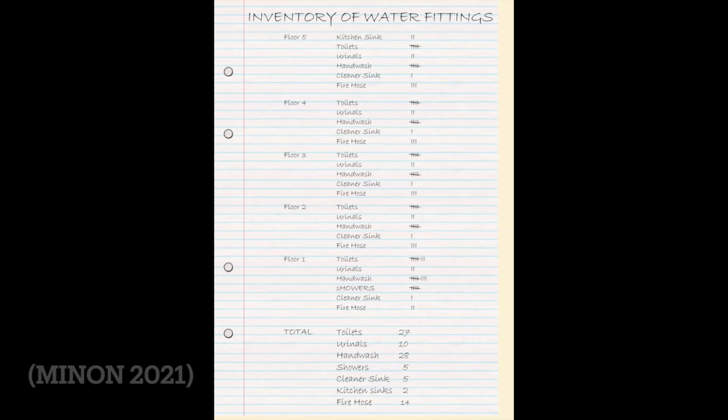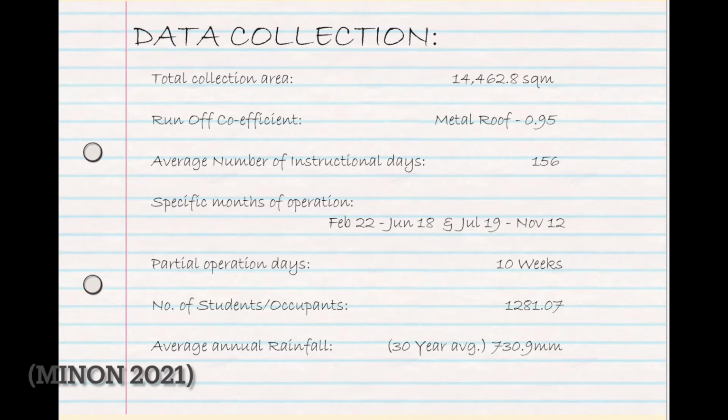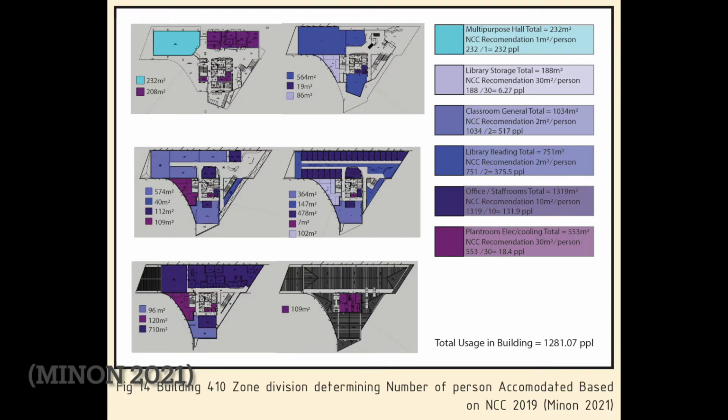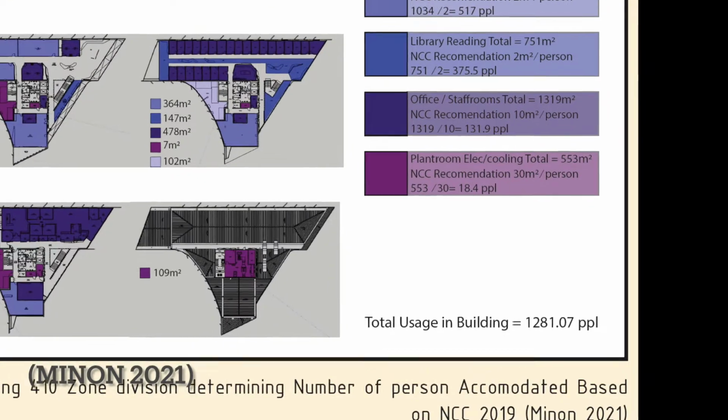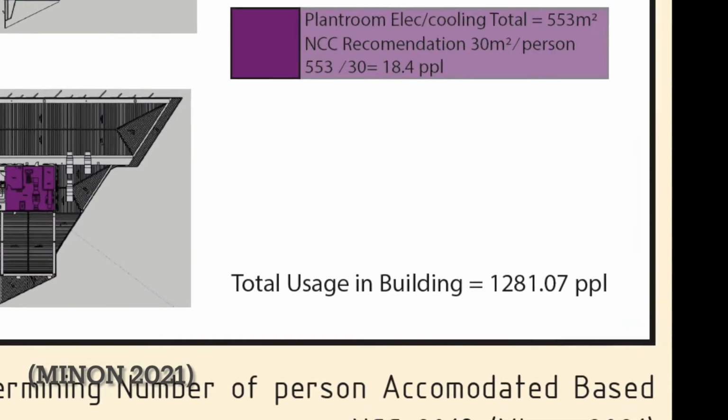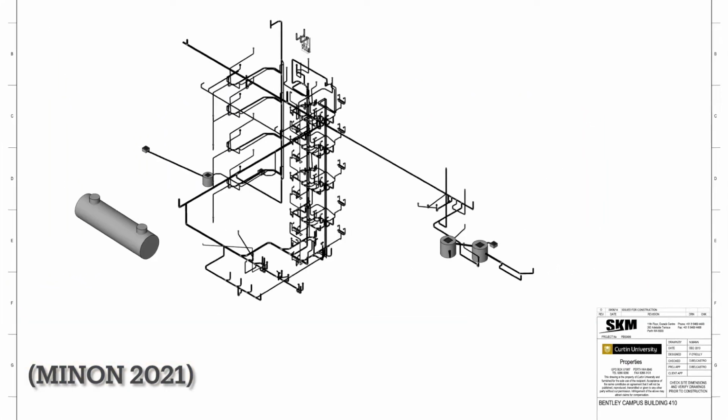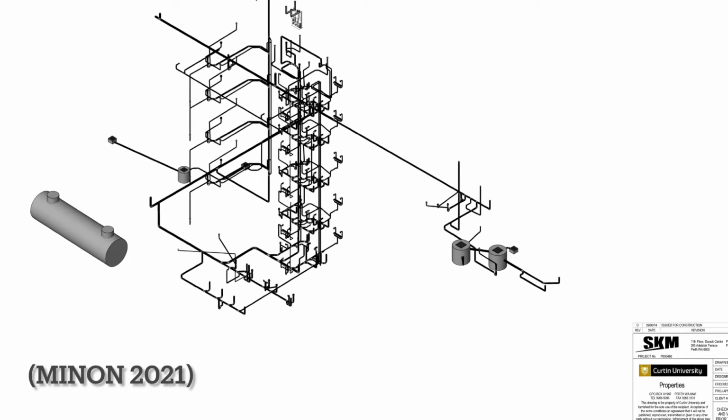The first step is to create a water audit determining the use by occupants and requirements by legislation and also operation. With the available floor plans for Building 410 and the intended use in accordance with Section D1.13, page 135 of the NCC, it was determined that 1,281 occupants would use this building. Plumbing fixings were also audited at this stage.